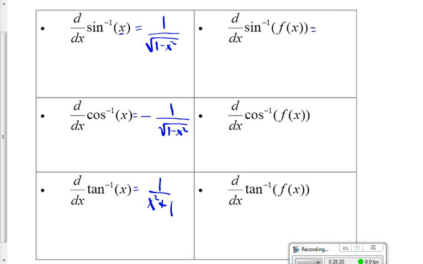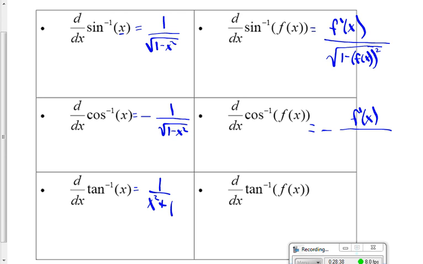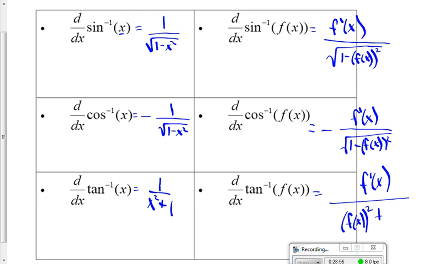All right. Then when we put in the composition piece, we have f prime of x on the top, and on the bottom we end up with the square root of 1 minus f of x squared. Same thing with the cos, except the cos has a negative sign in front of it. Those of you that are so easily convinced that of course it's the opposite of that one, I'd love to hear from you. That's f of x squared on the bottom. Derivative of inverse tan: we did it as f prime of x over f of x squared plus 1. All right?